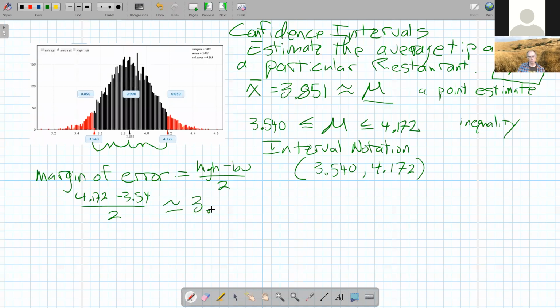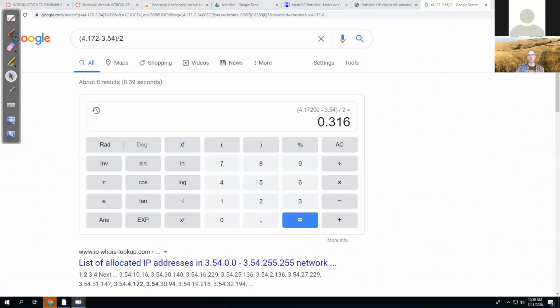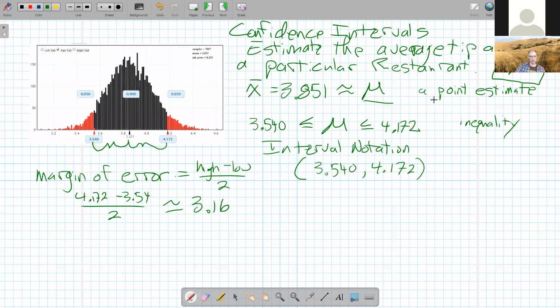That's about 3.16. Now, did I make a mistake there? It doesn't look right. 0.316, that's more like it. And again, always find a way to double check. So I was just looking from here to here. There's no way that's $3 to get from 3.85 to 4.17. So clean up 0.316.